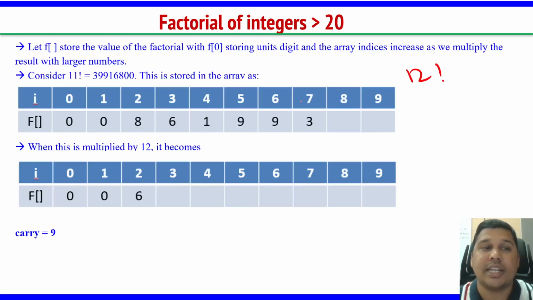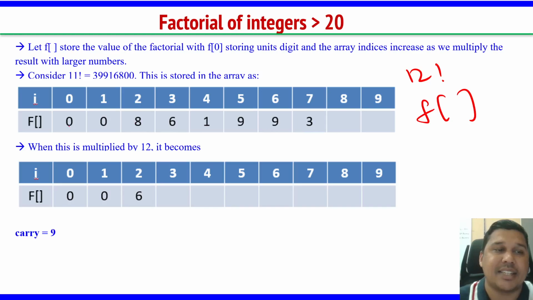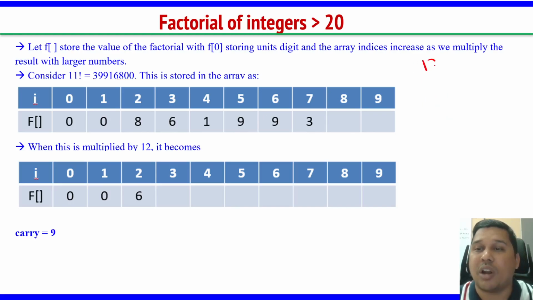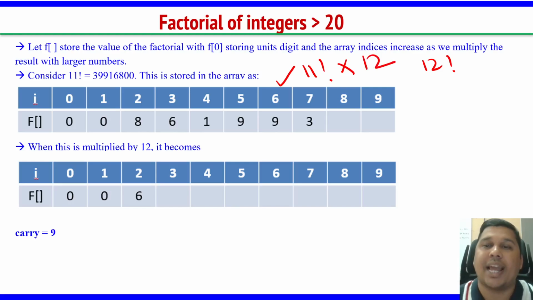So, the approach here is, assume 11 factorial is already found, there exists an array F which already contains the result like this. Let this be the result. See, 11 factorial is 39916800. I have stored that in reverse order. Now, when I want to find out 12 factorial, the array already contains the 11 factorial value. Now, what do I have to do? This 11 factorial value I have to multiply with 12.